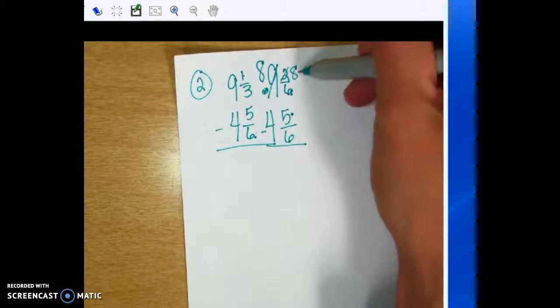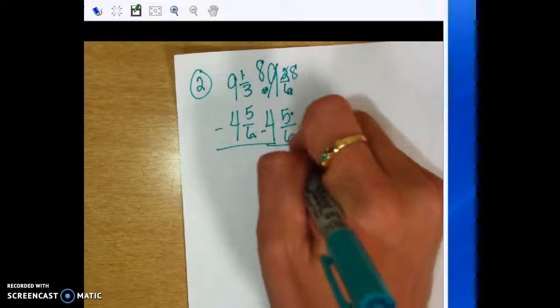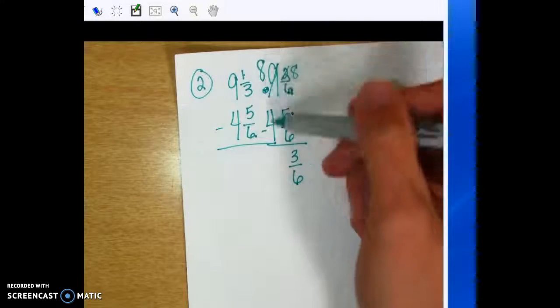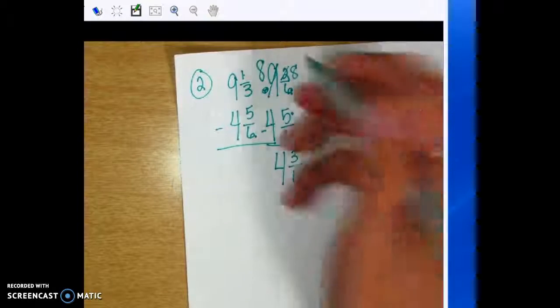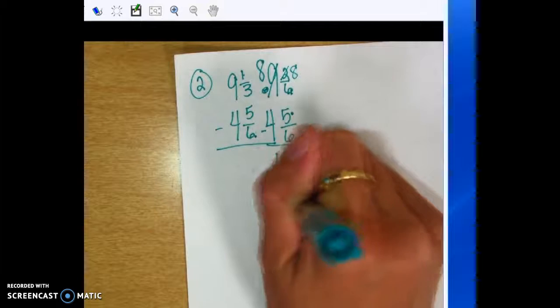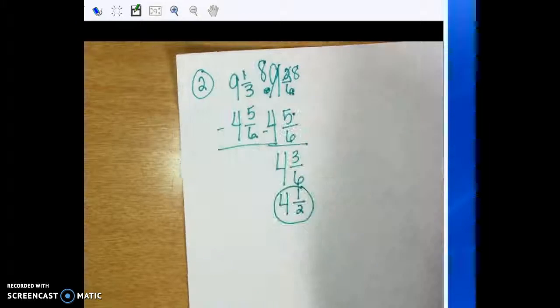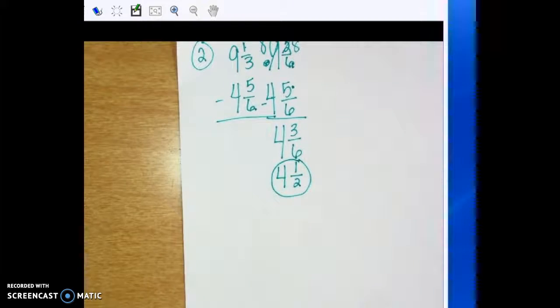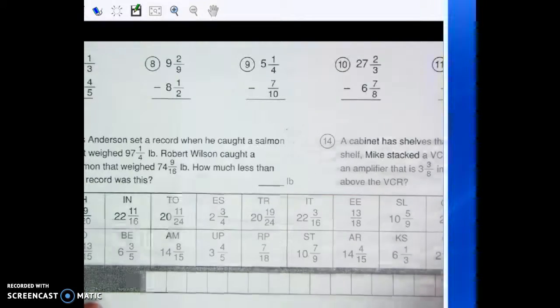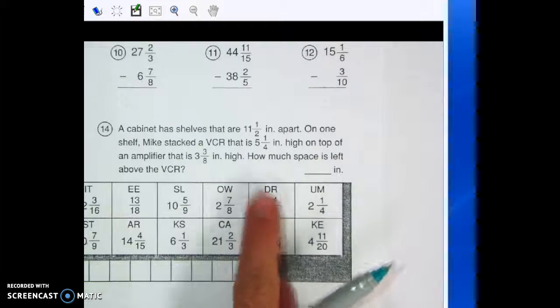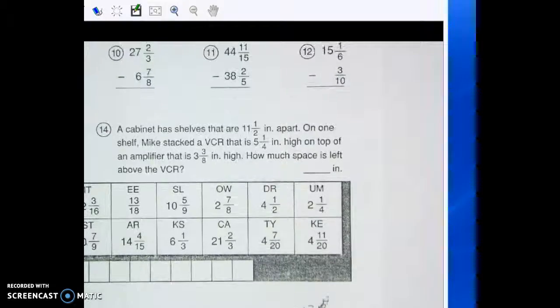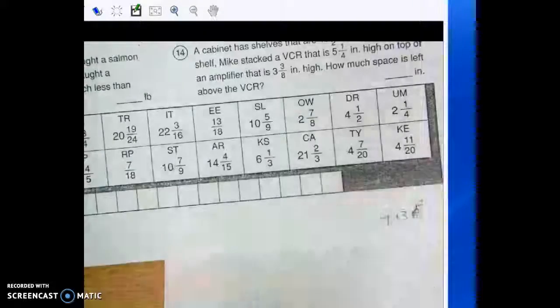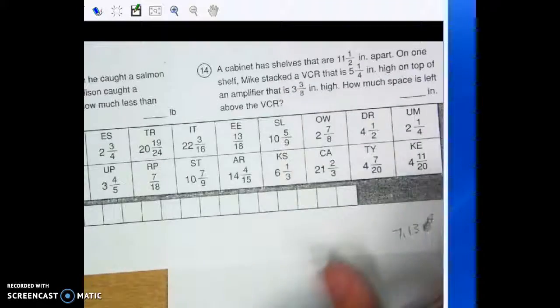So now I have 8 minus 5 would be 3/6. 8 minus 4 would be 4. And since 3/6 can be simplified, I'm going to get 4 1/2. So now I'm going to look over here, find 4 1/2, which would be right here on the top row, and mark it off. I'm going to mark off all of my answer choices that I get, and then whatever's left over will go in the riddle at the bottom, in the blanks.